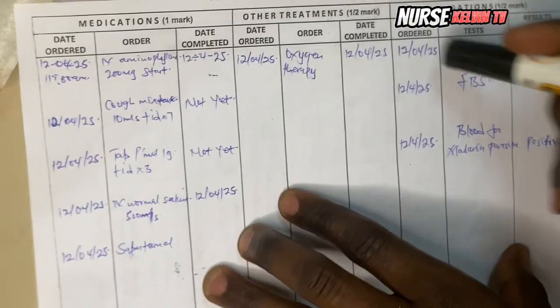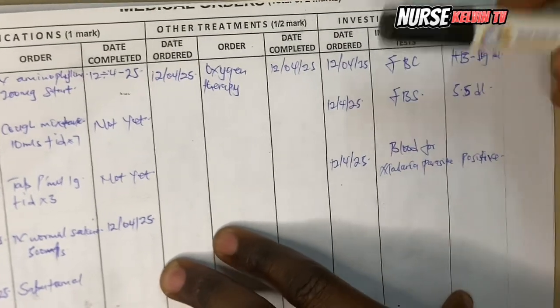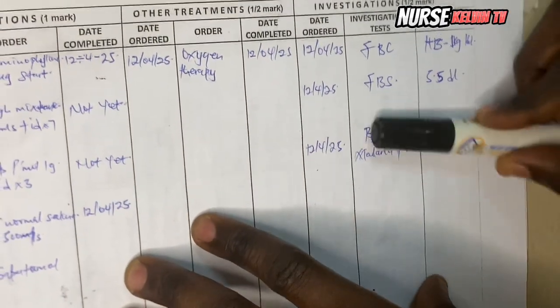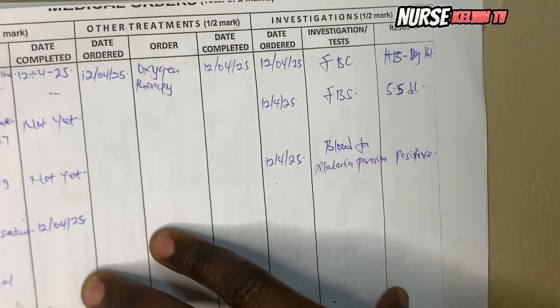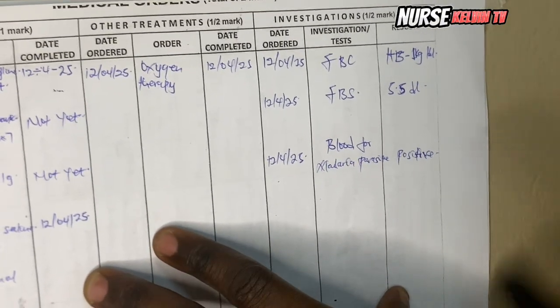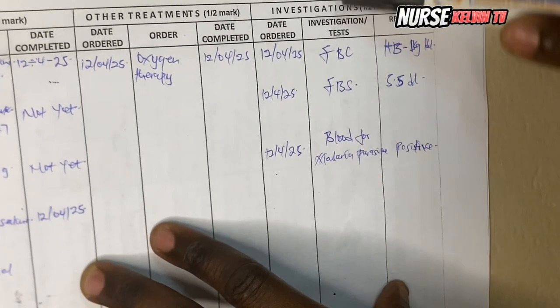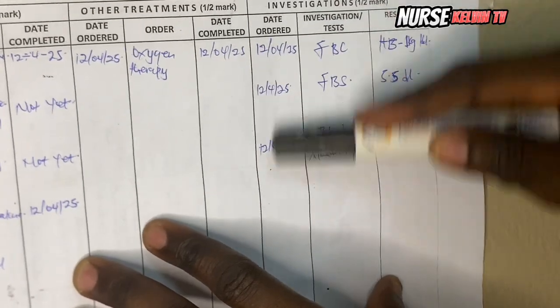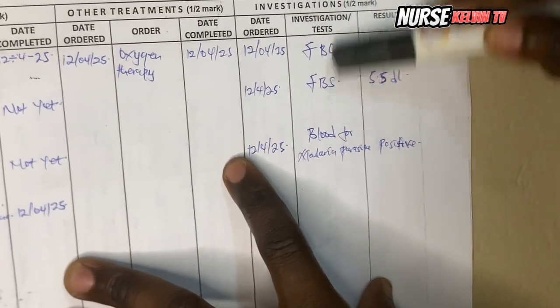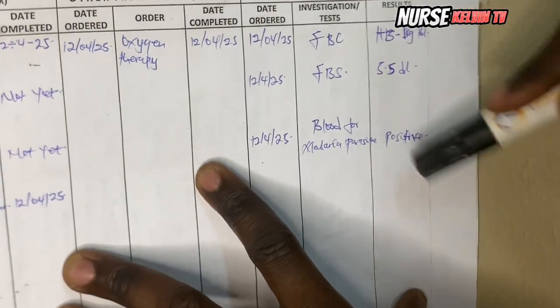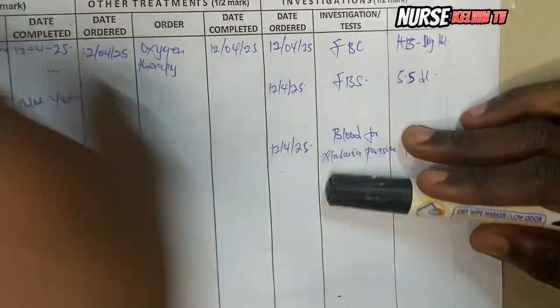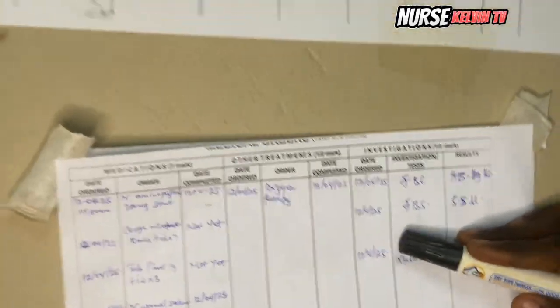Then when you come here, investigations. If there were some investigations, like the FBC, the FBS, then blood for malaria parasite and all those things, if they were done, then you state the date here. Then the diagnosis, the investigation or the test, then the results. You write it here. So guys, this is how the nursing care plan goes.